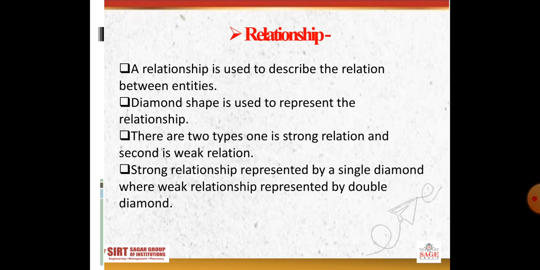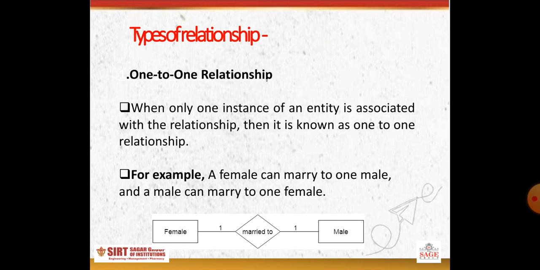Then comes relationship. To represent the relationship between the different entities, we are using relationship. A relationship is used to describe the relations between the entities. Diamond shape is basically used to represent the relationship. There are two types of relationship. Strong relationship is there and weak relationship is there. Strong relationship is represented by single diamond, whereas weak relationship is represented by double diamond. And there are four types of relationship.